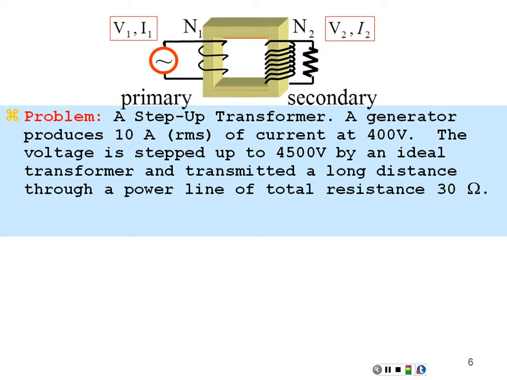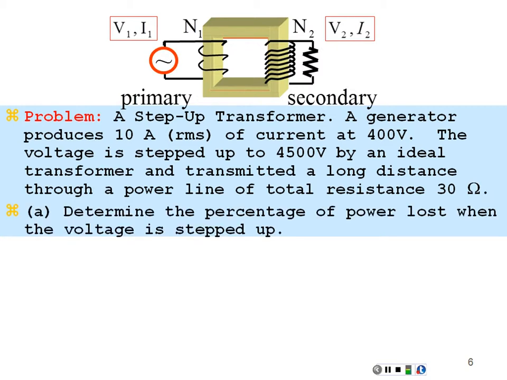Let's try this out. Let's try a step-up transformer. A generator produces 10 amps root mean square of current at 400 volts. The voltage is stepped up to 4,500 volts by an ideal transformer and transmitted a long distance through a power line of total resistance 30 ohms. That will be our load resistance. Determine the percentage of power lost when the voltage is stepped up.